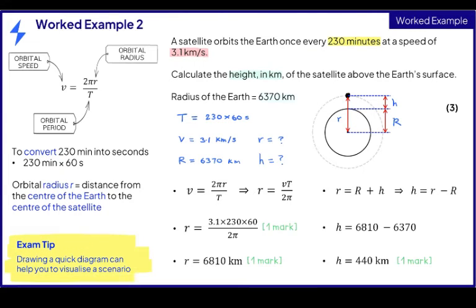Drawing a quick diagram can be extremely helpful in questions like this. Being able to visualize the scenario can help you to see the correct calculation and make you less likely to make silly mistakes.